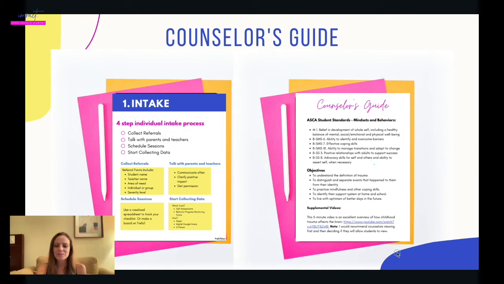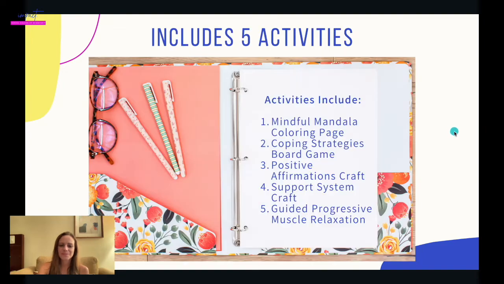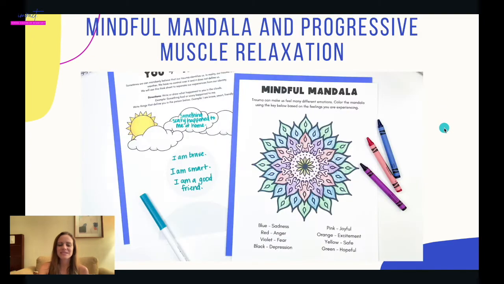And I have also some supplemental videos here if you decide to share those with your student about childhood trauma and how it affects the brain. So go ahead and watch that one first solo before you share it with the student to make sure it's a good fit. And you'll get a trauma definition poster you can hang in your office or the child can keep in their notebook. And then 5 activities. So I'm going to break down these activities more specifically.